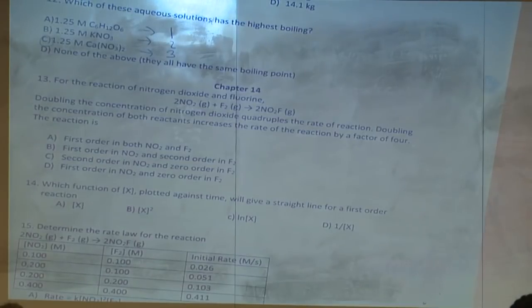Then when we double the concentration of both the reactants, the rate of the reaction increases by a factor of 4. So that means when we double the concentration of fluorine, it didn't change the rate at all. So that means fluorine must be 0 order. So NO2 is second order and fluorine is 0 order. So it should be C.